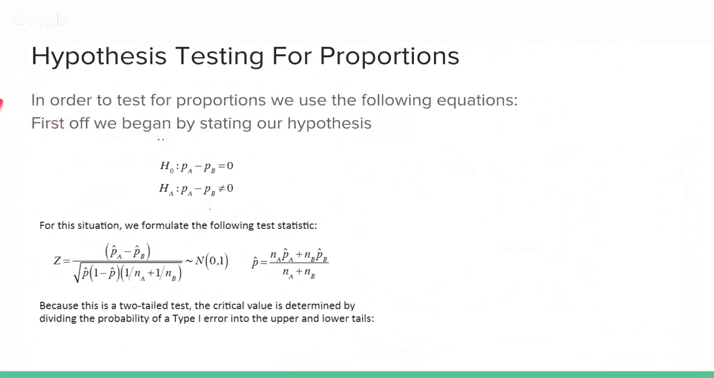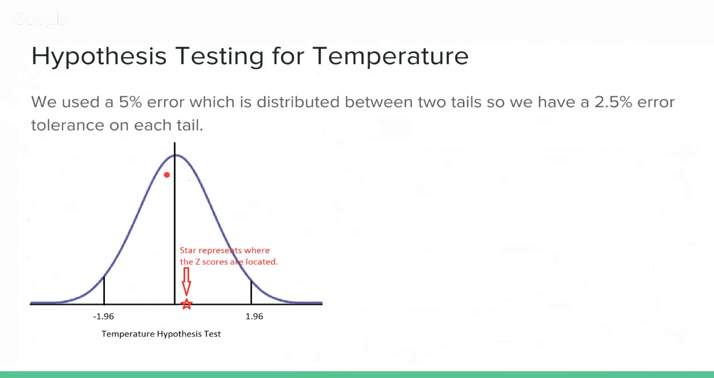All right, so to add on to that, we did hypothesis testing for proportions. In order to test for proportions, we used the following equations. First, we set our null hypothesis and our alternative hypothesis, and we used the z-score formula to determine whether we accept or reject the null hypothesis or the alternative hypothesis. In this case, we use the 5% error, which is distributed into 2 tails. So we have a 2.5% error tolerance on each tail.